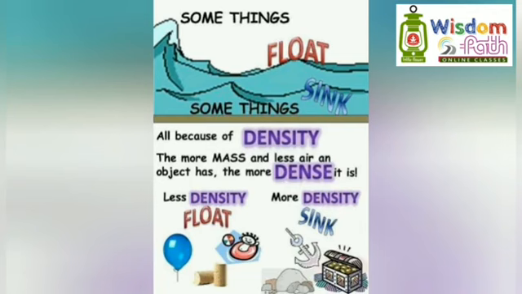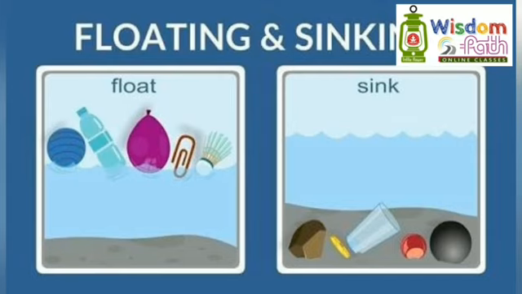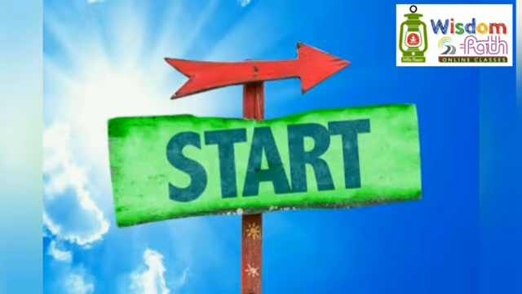The density of an object determines whether it will float or sink in another substance. An object will float if it is less dense than the liquid it is placed in. An object will sink if it is more dense than the liquid it is placed in. Without much ado, let's get started.